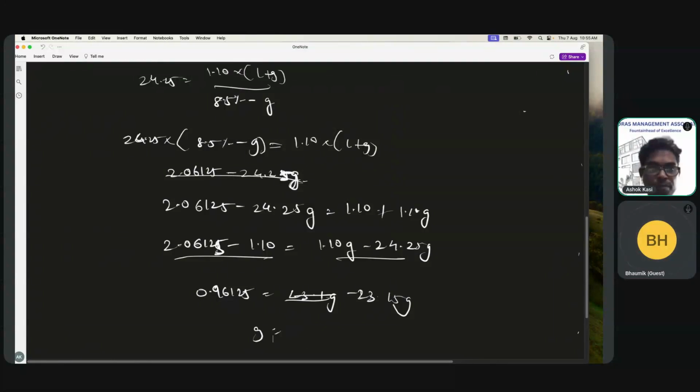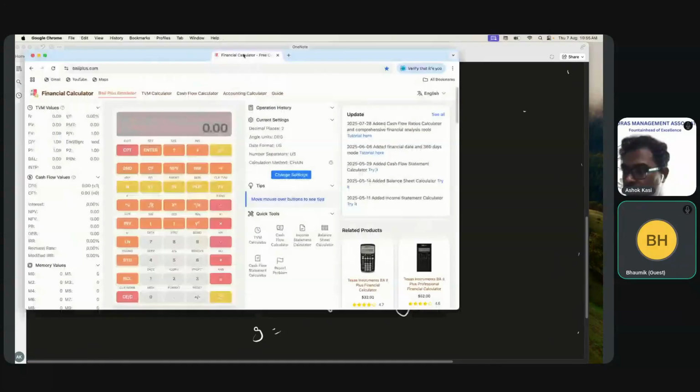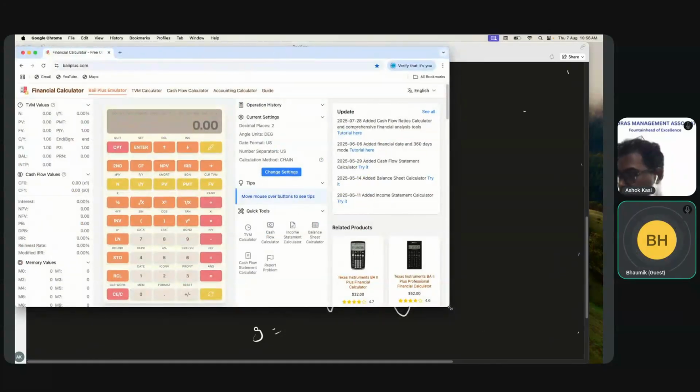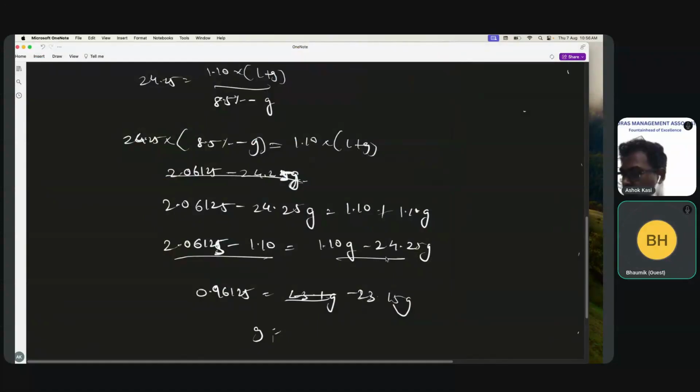See, so this will come to plus, no? Wait. So 2.0615 minus 24.15. If that 24 goes to this side, it will be plus. No, but G is involved here, 1.10, and this also has G involved. So why will you take this to the left-hand side? There is no G term.